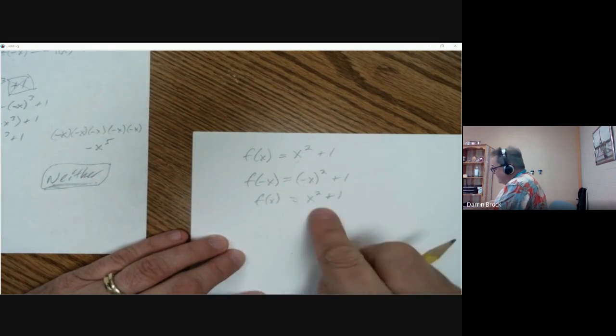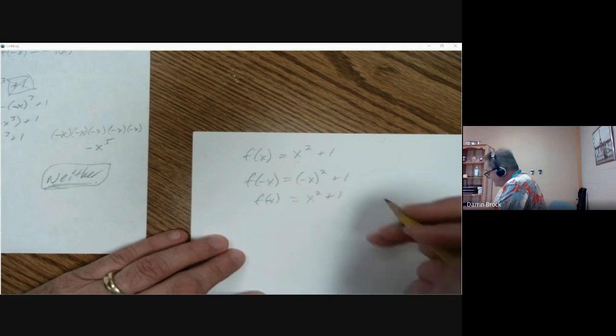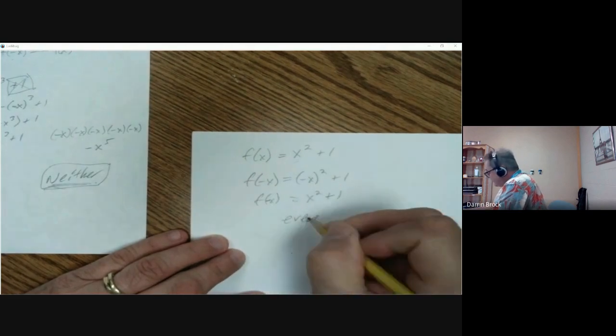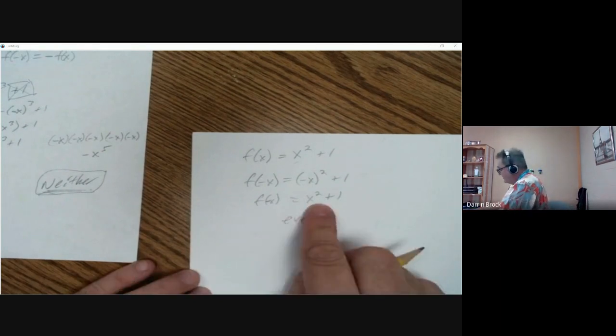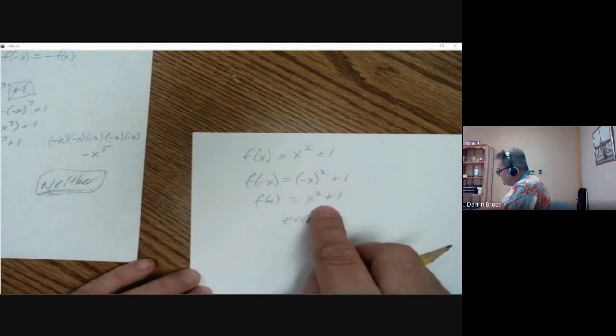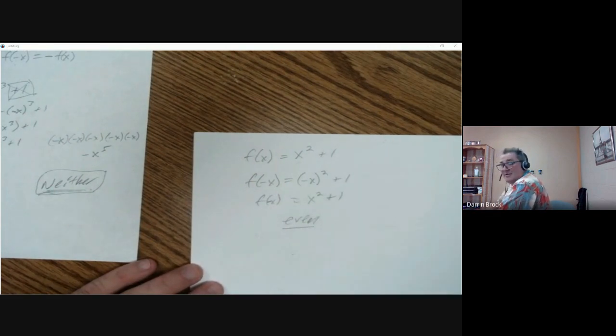We ended up with exactly what we started with, even though we used negative x and substituted it in there. So this is even. So the constant was fine on an even one because we ended up with exactly the same. So we could have a constant on an even function. We can't have one on an odd function.